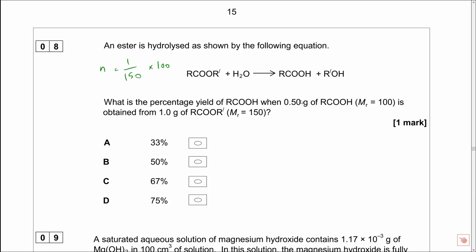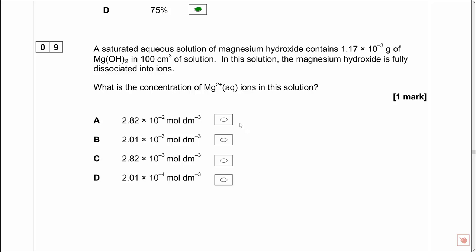We then look for the 0.5. I'm just going to work this out quickly. 1 divided by 150 times 100 gives us 0.66 recurring as our theoretical mass that we could achieve. We're obviously producing 0.5. So 0.5 divided by 0.66, multiply that by 100, of course, and you're going to get 75%. So it's a reasonably easy calculation there. Strange that you're using these R's, but they are, of course, giving you the Mr value, so it's not too bad.